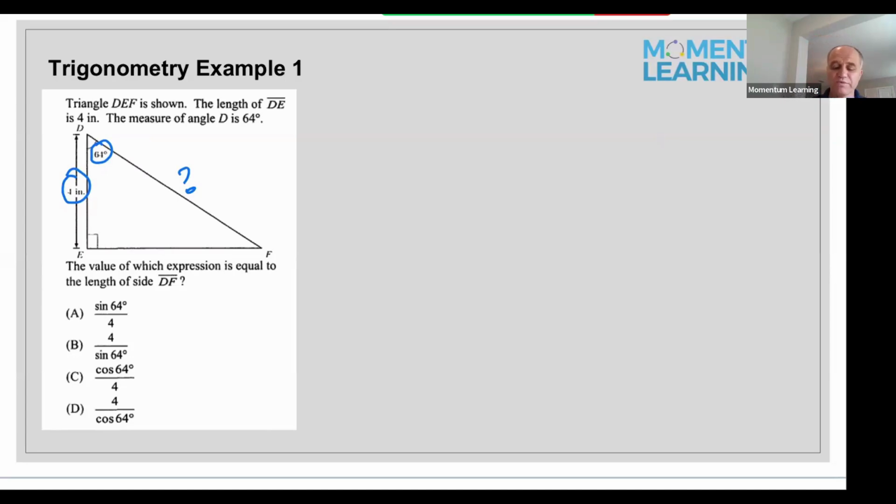Cosine. Okay, perfect. Why? Because the angle is 64. For this angle, the given side is adjacent. Adjacent given, hypotenuse asked. So adjacent and hypotenuse means cosine. Perfect. According to that angle 64, cosine 64 degrees is equal to adjacent 4 inch over hypotenuse DF. So we need to find DF. Here, if we have a over b is equal to c over d, you can change the positions of the numbers in the equation.